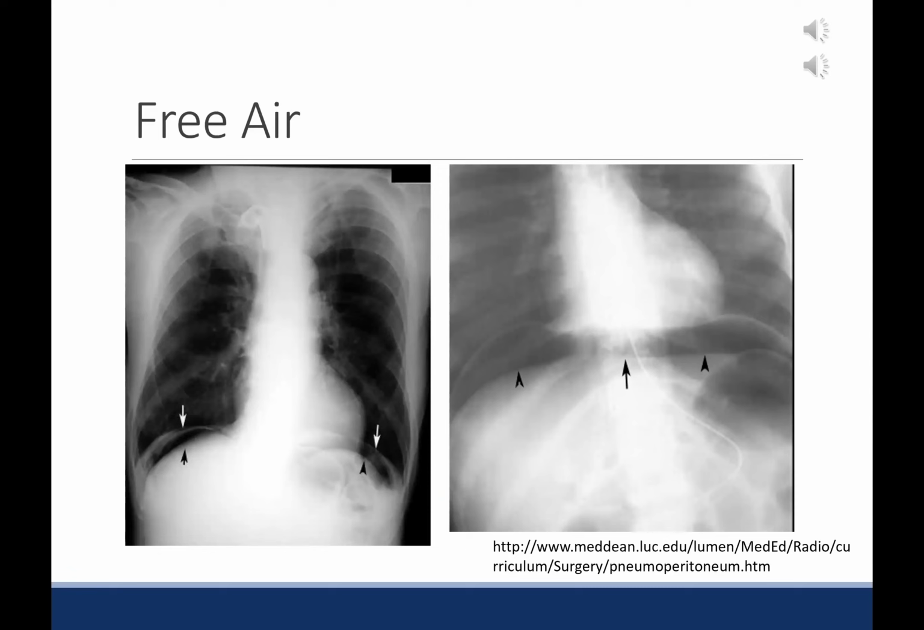I'm sure many of you have been faced with a radiologic finding such as this. Clear, free air. Well, it's one of the few things that is not good when it's free.